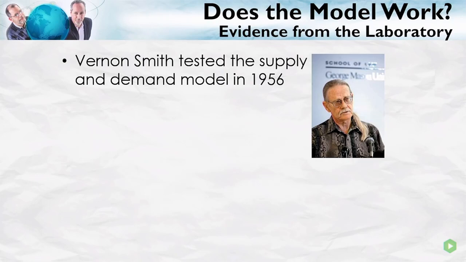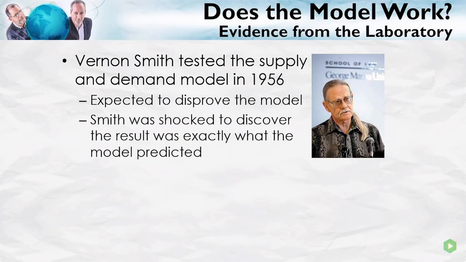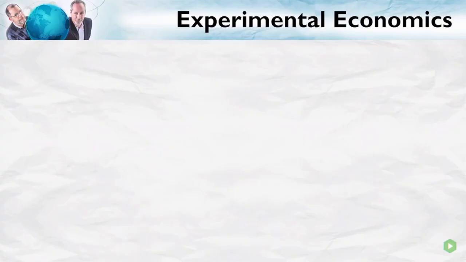Smith actually expected that his lab experiments, which I'll describe in more detail shortly, would disprove the model. But he was shocked when time and time again the model predicted exactly what happened. Vernon Smith was awarded the Nobel Prize in Economics in 2002. Let's take a look at what he did.